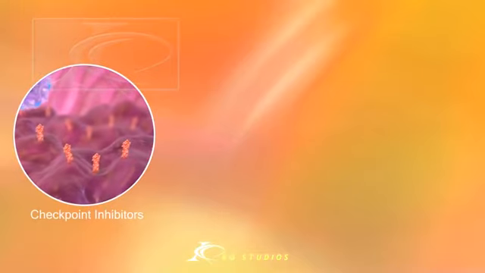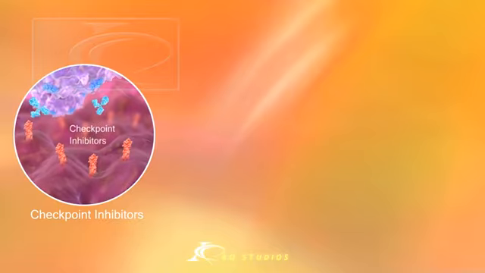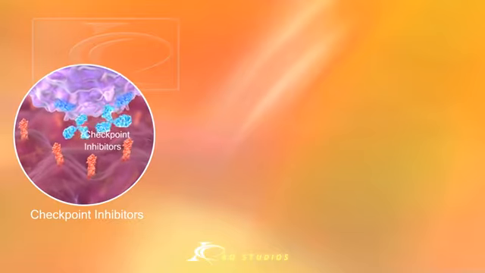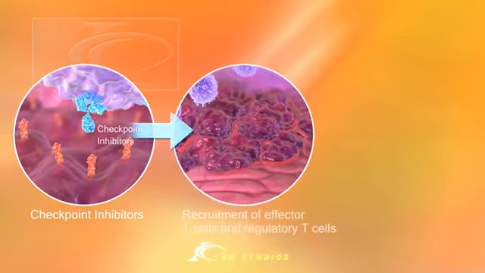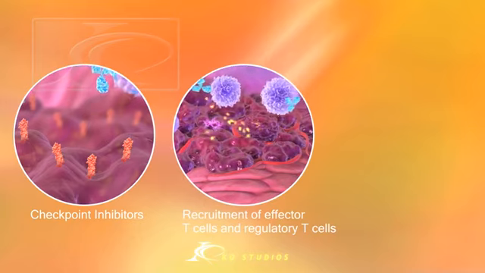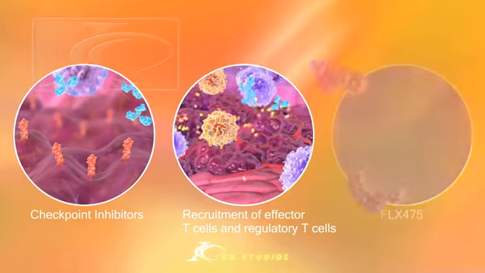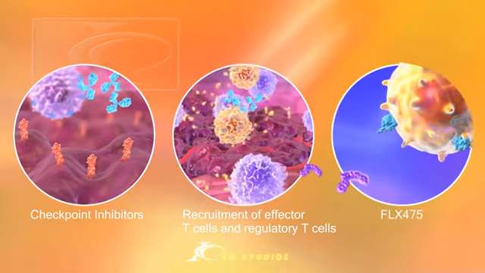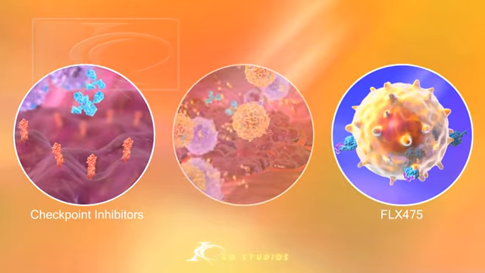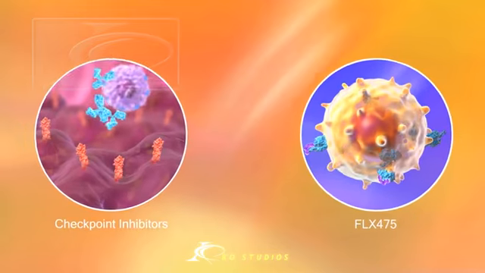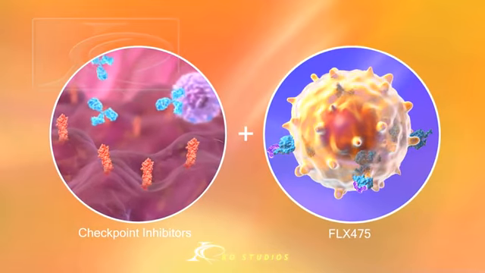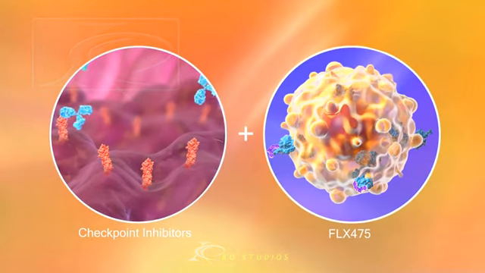Another method of treating cancer using checkpoint inhibitors work primarily by increasing the activation of effector T cells. However, they also increase the production of CCL17 and CCL22 and the recruitment of regulatory T cells. Since FLX475 can block this process, a combination of FLX475 and checkpoint inhibitors should be more efficacious than the use of checkpoint inhibitors alone.